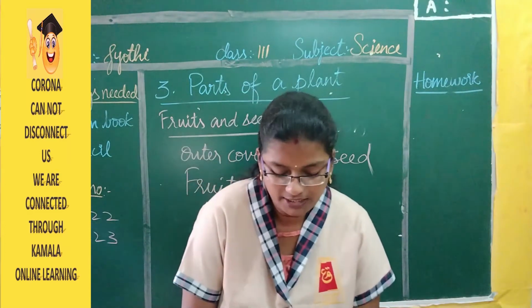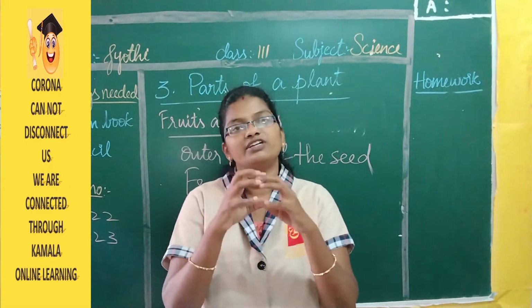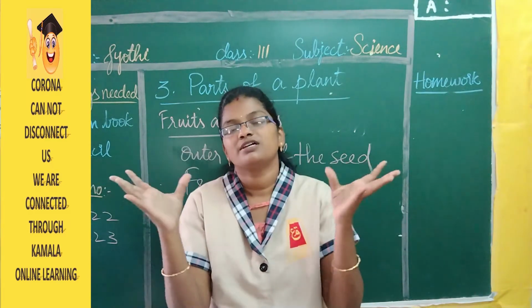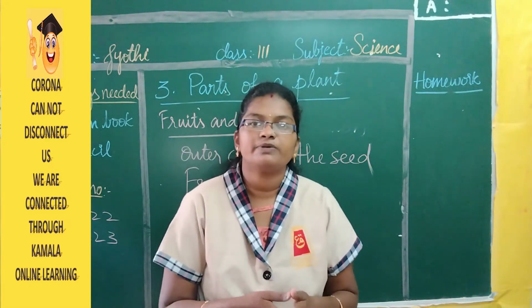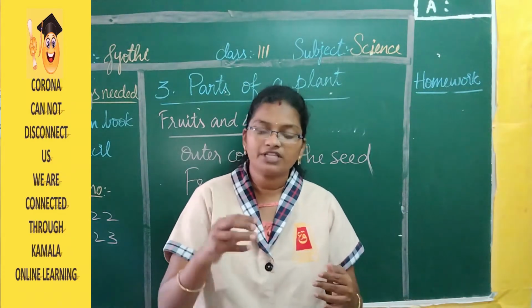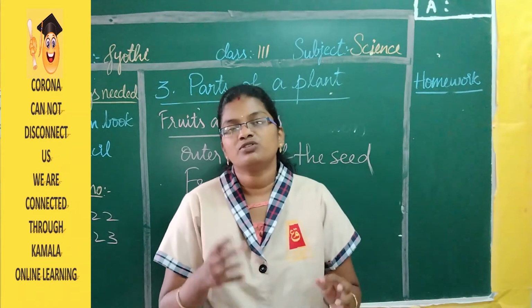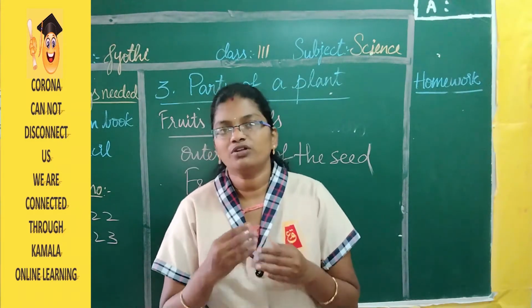So after a certain time, what happens? The flower, after it ripens, will burst. After it bursts, the seeds will fall down. After they fall down, they go a little deeper into the soil. So again they will grow into a new plant.